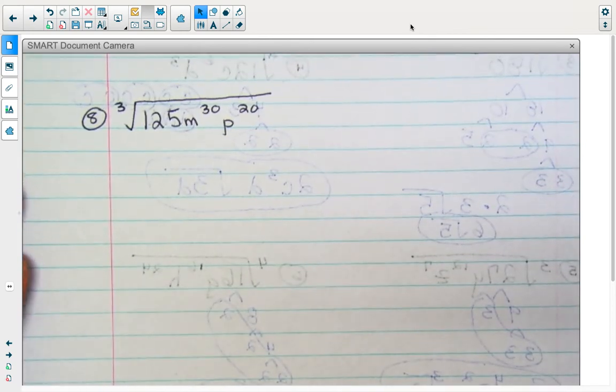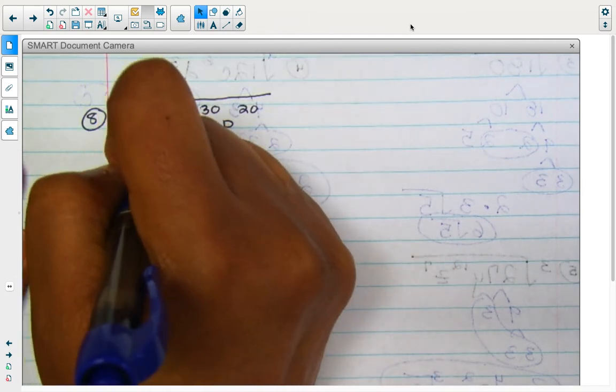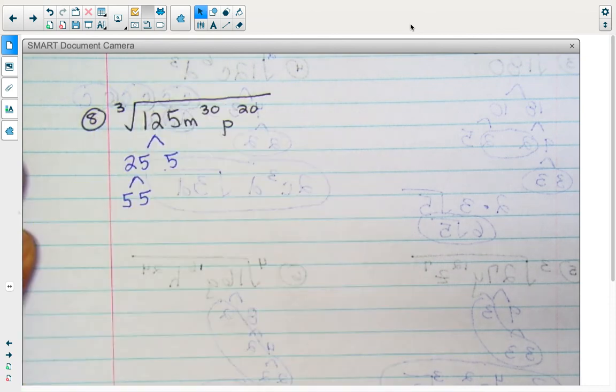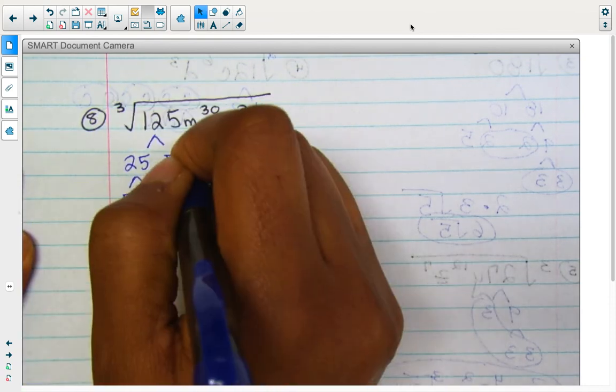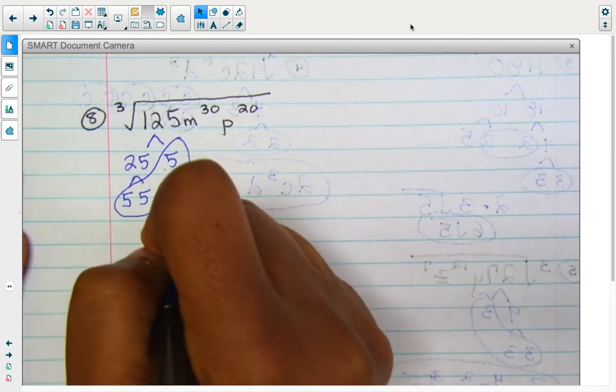And last one, last but not least, last one. The cube root of 125, M to the 30th, P to the 20th. So break down 125. Let's see, that's 25 and 5. This is 5 and 5. I'm looking for 3 of the same number. So I have 3 5s. So that goes on the outside.